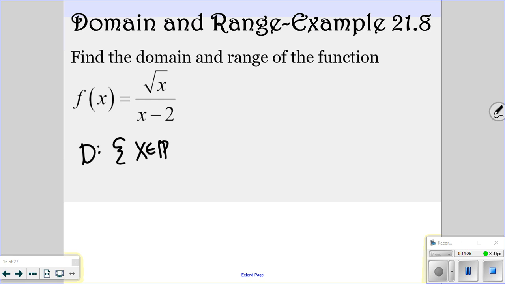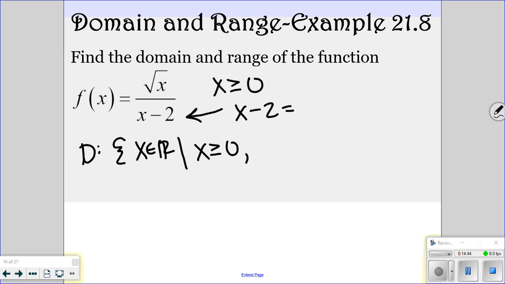So we know that x is going to be in the reals. In our radical, x has to be greater than or equal to 0. And that's all that there is for that one. But also, the denominator cannot be equal to 0. So x cannot equal 2. So that would be your domain. You have 2 parts. X has to be greater than or equal to 0 and cannot equal 2.